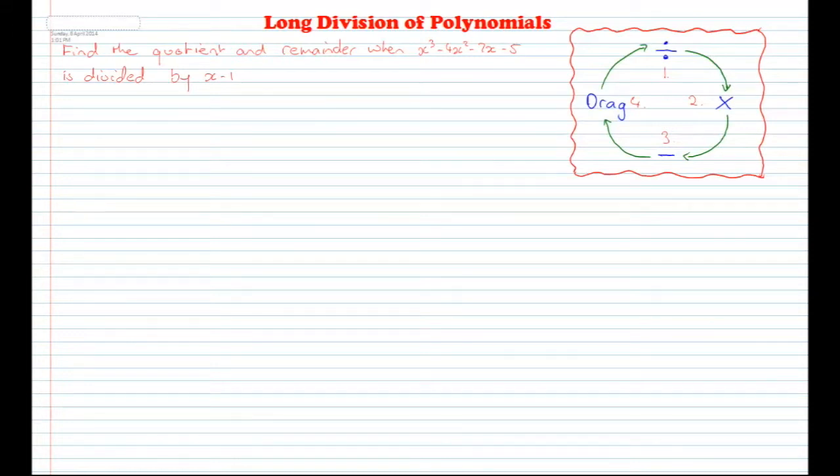Alright, so it's time once again to press pause and attempt the following question, that is, find the quotient and remainder when x cubed minus 4x squared minus 7x minus 5 is divided by x minus 1. Now remember, when you're done, to press play and check your answers out against mine.